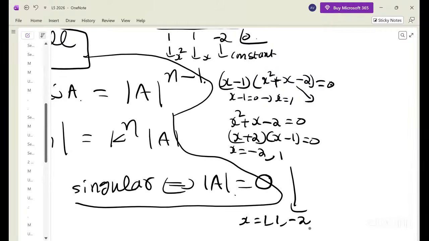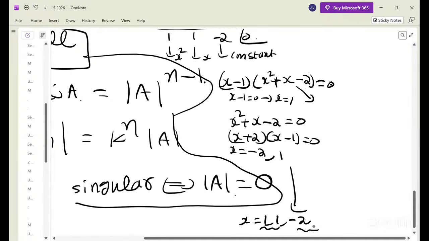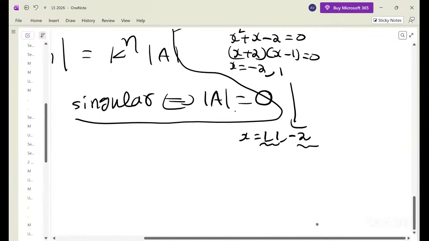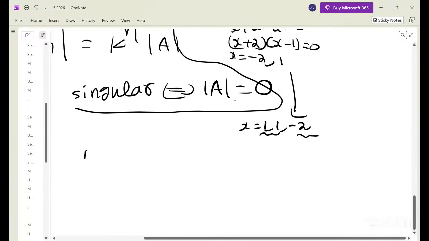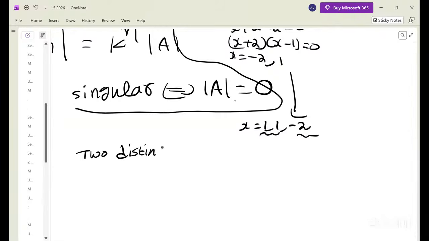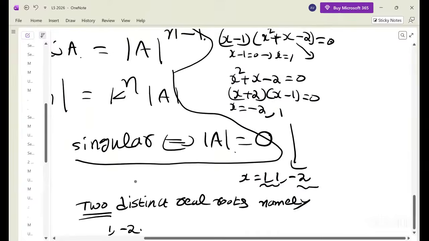How many distinct real roots? Distinct means how many? Only 2. 1 is repeating, minus 2 is different. So there are only 2 distinct real roots, namely 1 and minus 2. So which answer is correct?